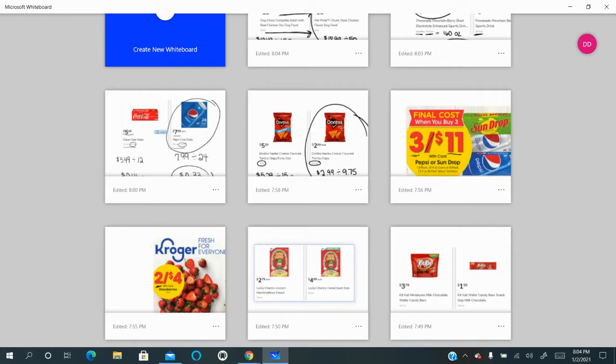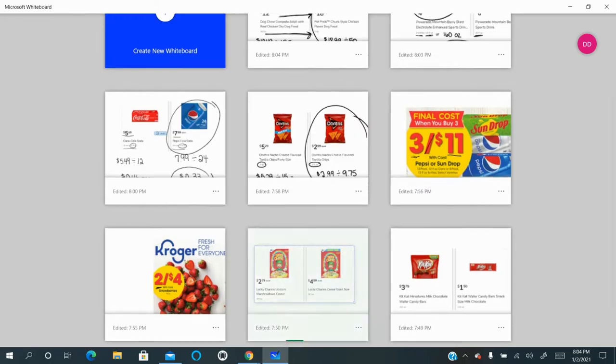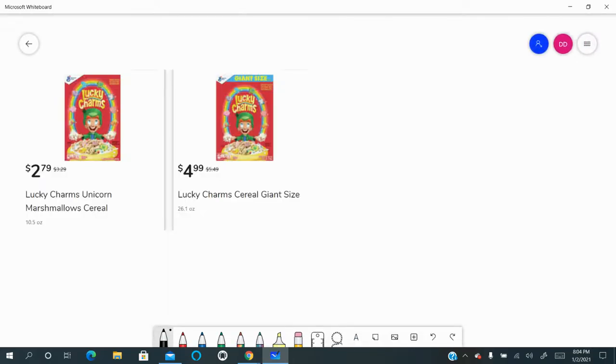Okay, let's do one more. Lucky Charms, the best cereal of all time. My favorite from childhood through adulthood. Okay, calculate the unit price for each box of cereal and see which is the better deal.